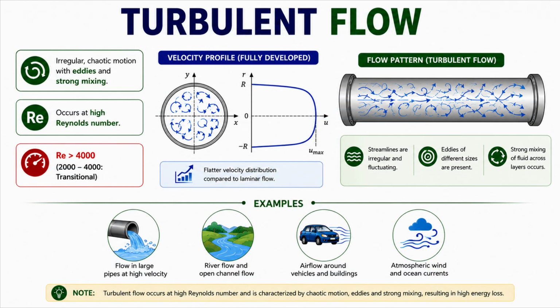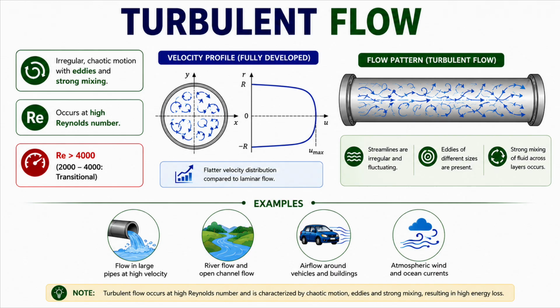Turbulent flow is an irregular and chaotic type of fluid motion. Unlike laminar flow, the fluid layers continuously mix with each other. Observe the flow inside the pipe. The streamlines are irregular and fluctuating. Small rotating eddies and vortices are formed throughout the flow field, causing strong mixing of fluid layers. The velocity distribution is flatter compared to laminar flow.